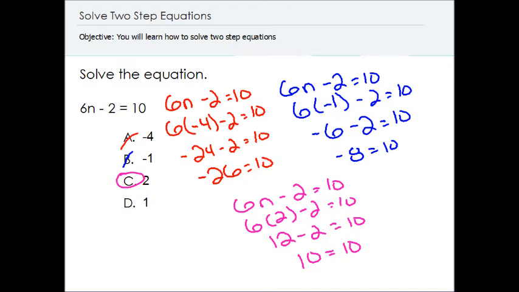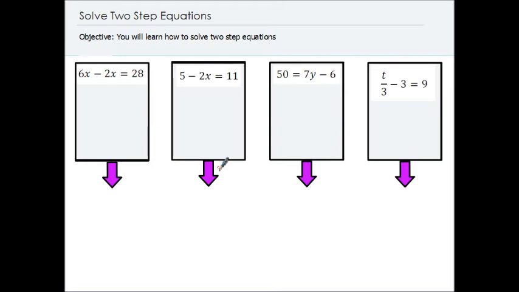All right, let's take a look at this. All right, so again, now I got 4 problems here. Go ahead and pause it. We'll come back and check and make sure we did it right. All right, let's take a look.